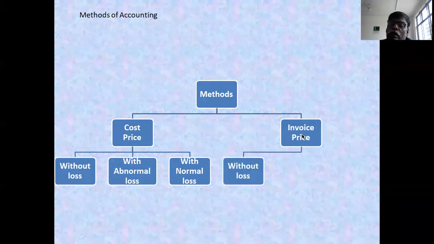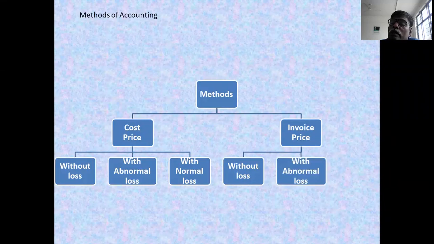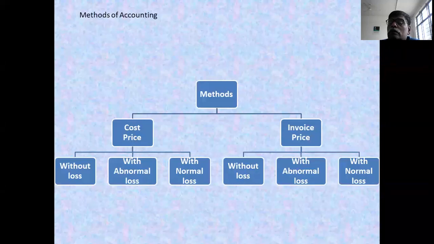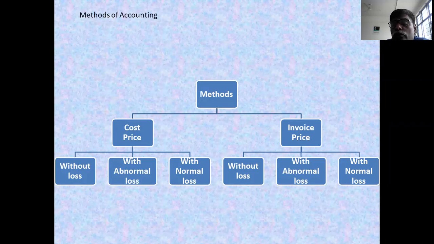And in the same way, invoice price also has three types. One is problems without any loss. Second is examples with abnormal loss. And third is examples with normal and abnormal loss. These types of problems come.